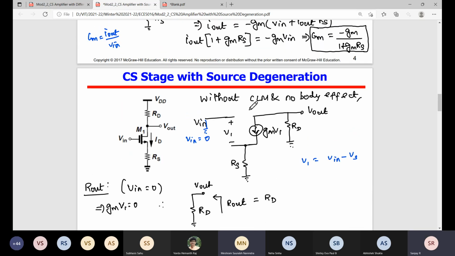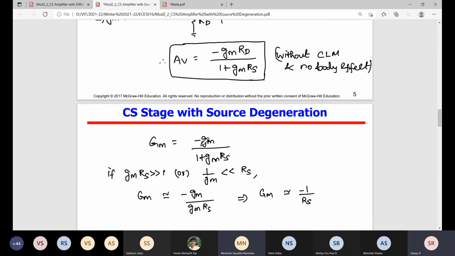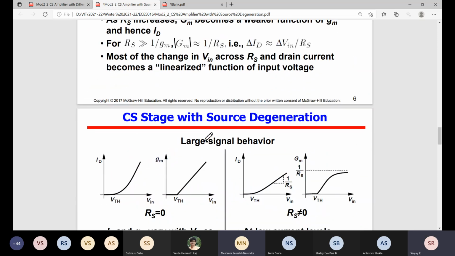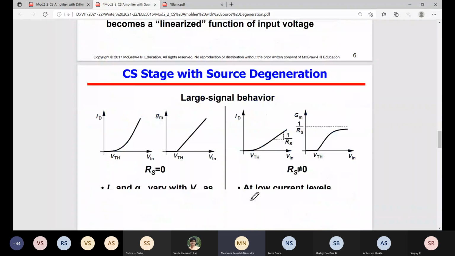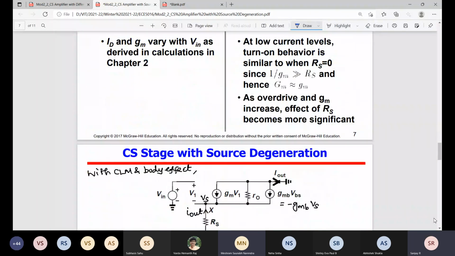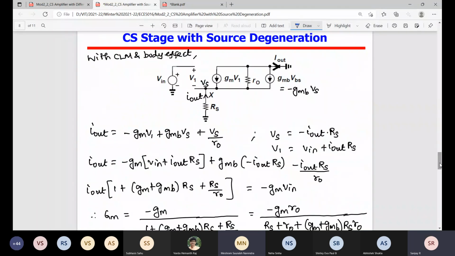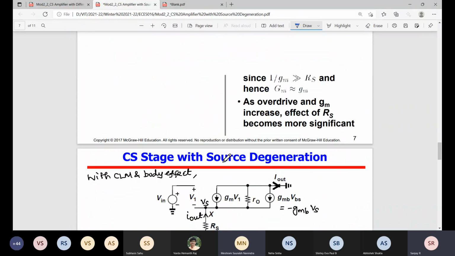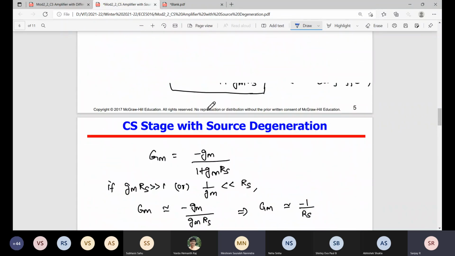So this is without channel length modulation and without body effect. That means here you can see body effect is there. I didn't consider it, and we didn't consider the channel length modulation resistor. Now time is 9:50, so with channel length modulation and body effect, I will explain later. So with this I will finish it.